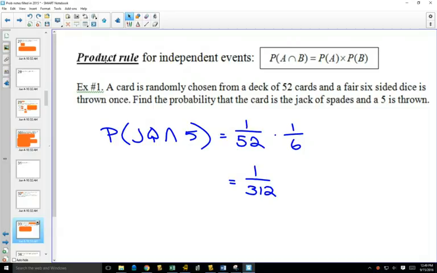And we're looking at 2 separate things happening one after another. Because of course, it's not like you pull out a card and you got a 5 on your dice. It doesn't make sense. So that's the difference between the addition rule and mutually exclusive and the product rule for independent events.